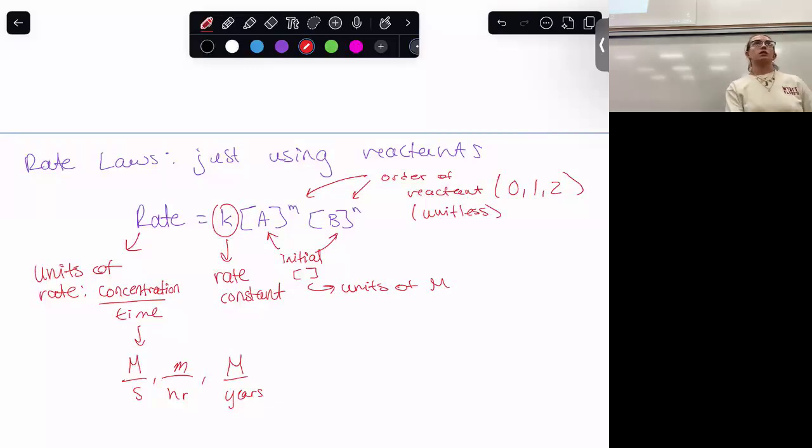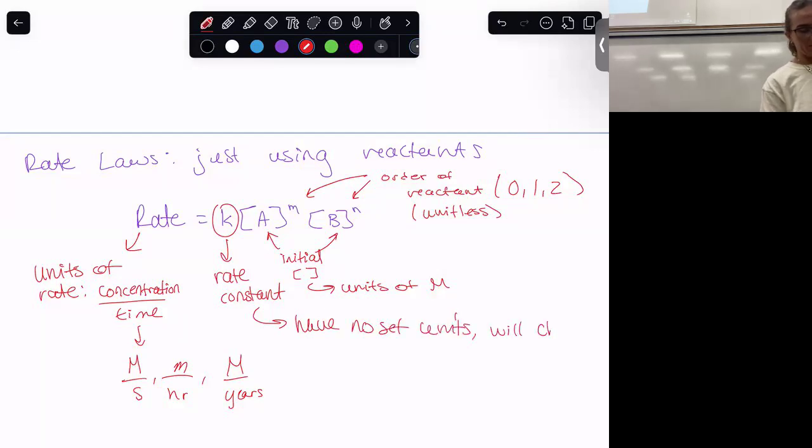And then what about the rate constant K? Do those have set units? No, these have no set units. These will change depending on overall rate order.